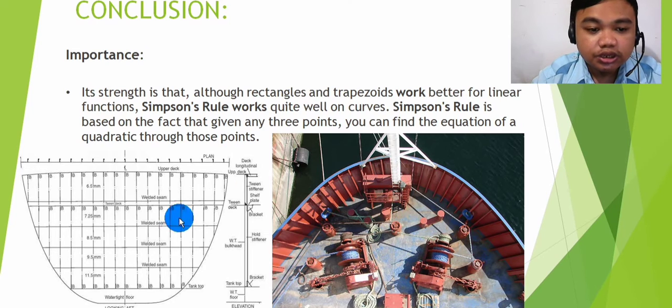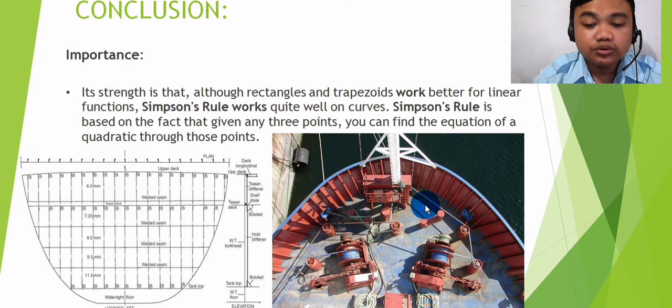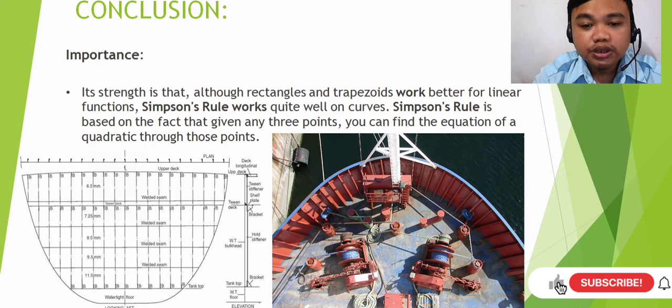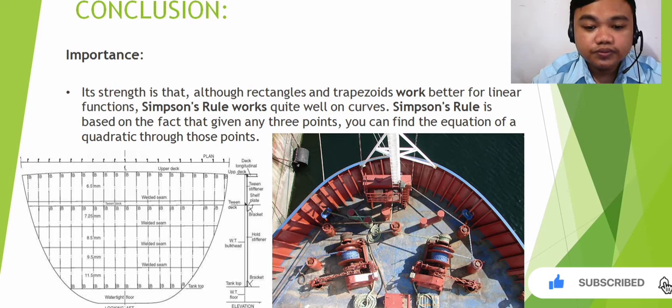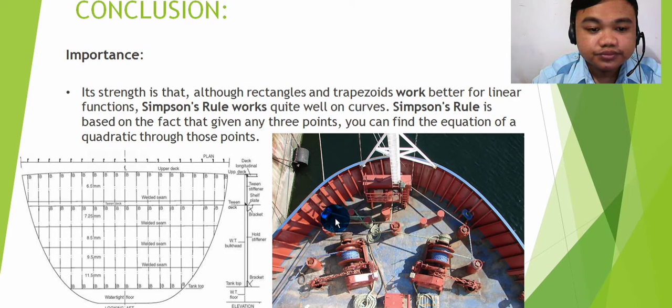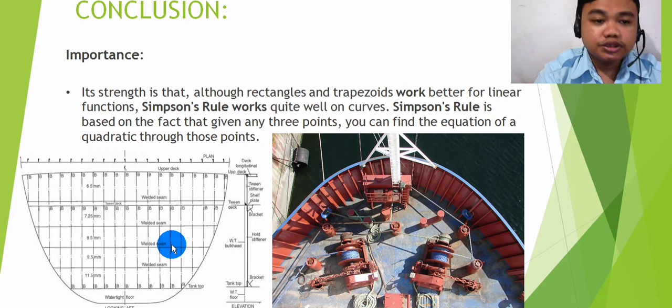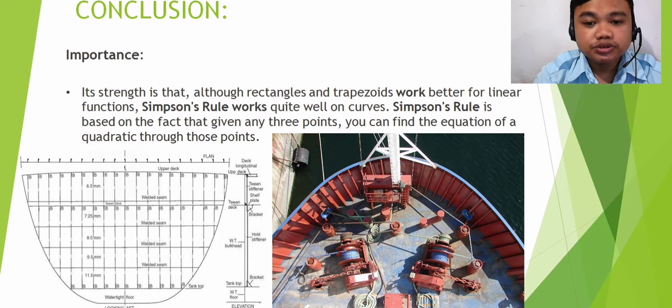So we have these irregular shapes on board the ship. We have the forecastle deck, and on the left side we have the bulkhead. If we wanted to determine the area, what is the reason for that? Probably we need to figure out how many gallons or liters of paint we need to fill up the area. The same with the bulkhead. So that is the importance of Simpson's first rule.